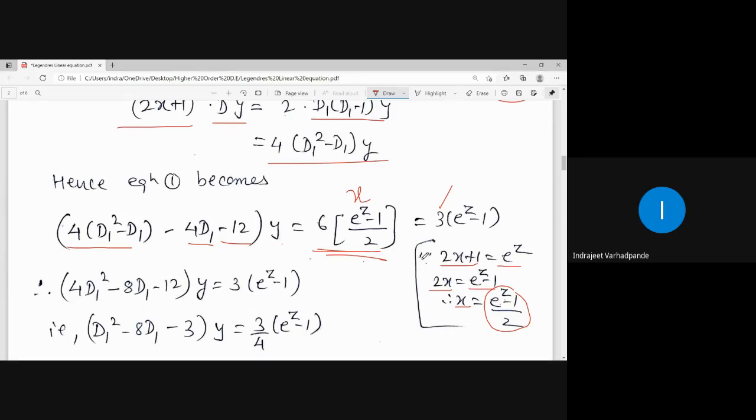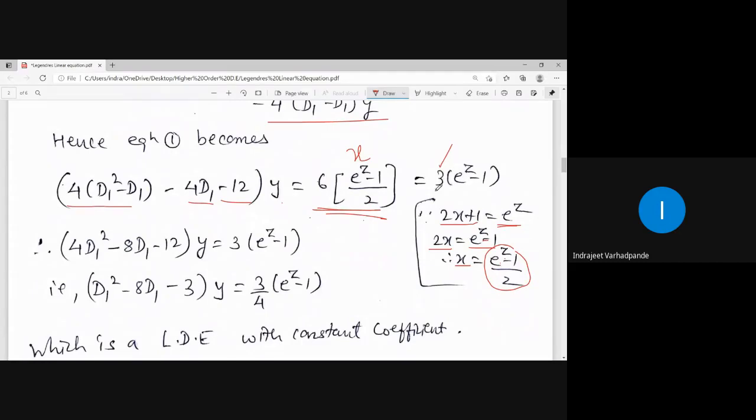And how you get the value of x? You get the value of x from this. 2x plus 1 is equal to e to the power z. 2x is equal to e to the power z minus 1. X is equal to (e to the power z minus 1) upon 2. Clear? Yes, sir. So that is how you get RHS of the differential equation as 3 multiplied by (e to the power z minus 1).